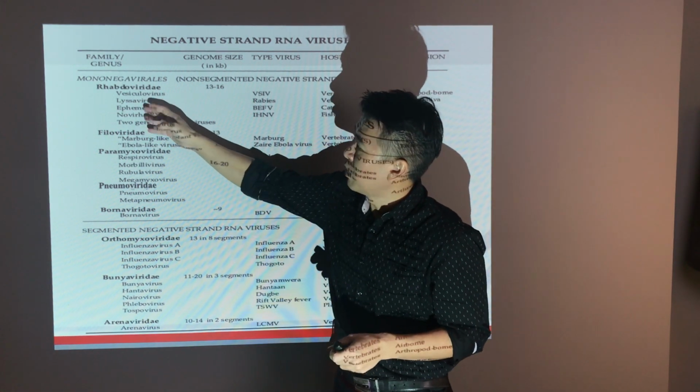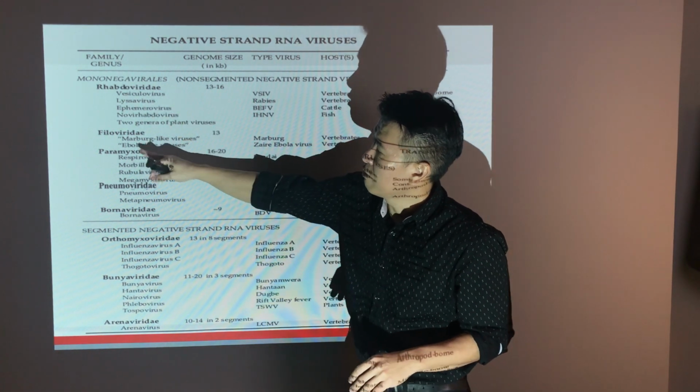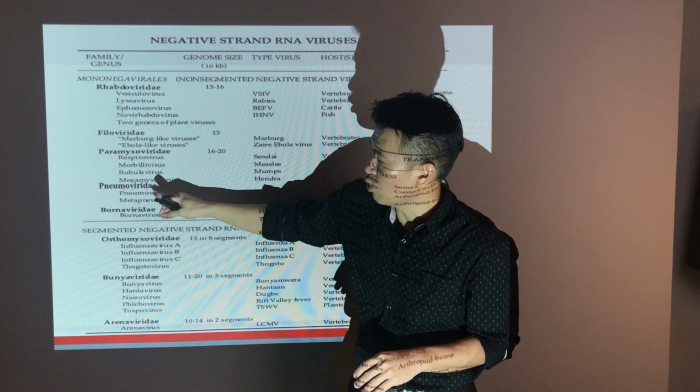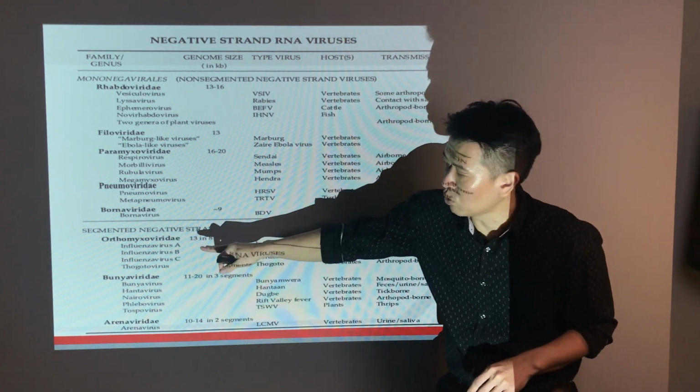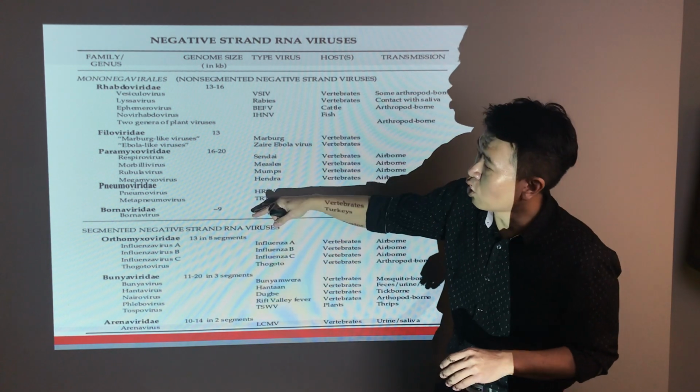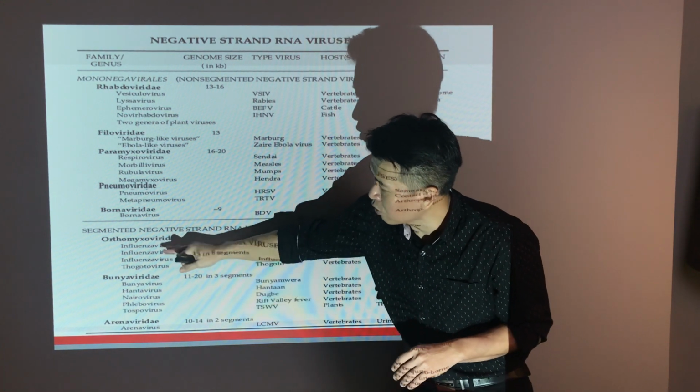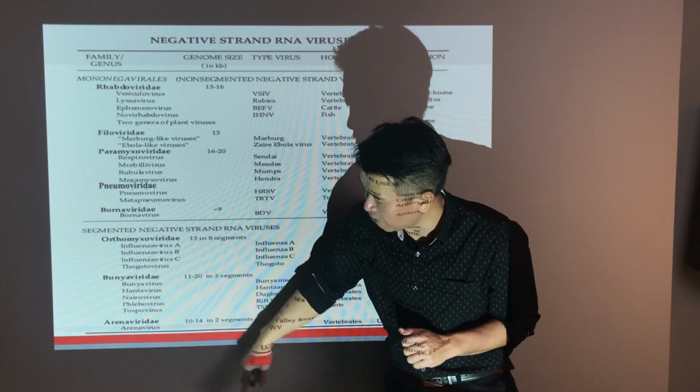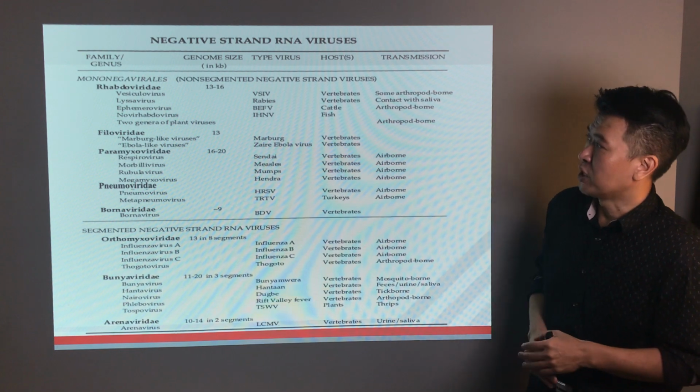So we have Rhabdoviridae, Filoviridae, Paramyxoviridae, Pneumoviridae, and Bornaviridae, which are non-segmented. Then we have the segmented Orthomyxoviridae, Bunyaviridae, and Arenaviridae.